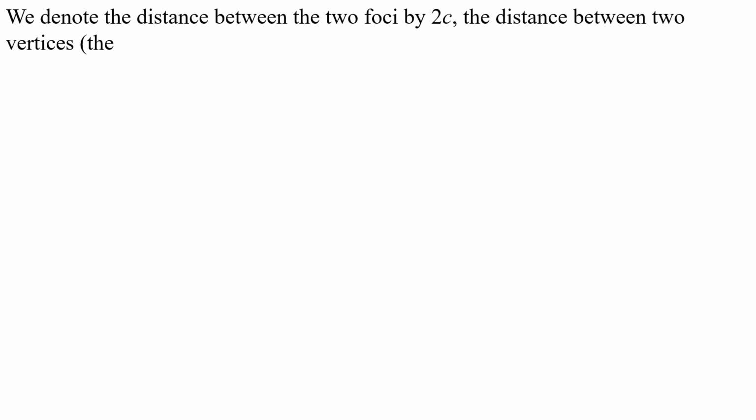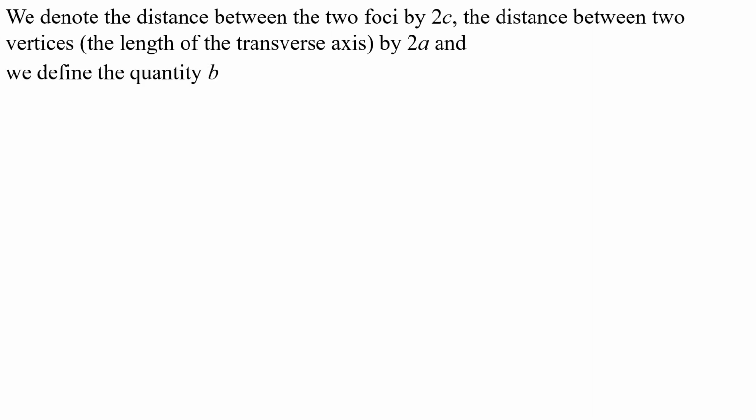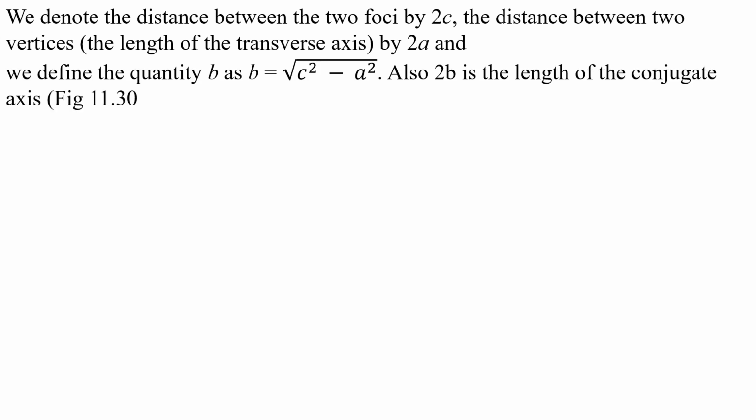We denote the distance between the two foci by 2c. The distance between the two vertices, means the length of the transverse axis, by 2a, and we define the quantity b as b is equal to root of c square minus a square. Also 2b is the length of the conjugate axis. See the figure 11.30, my dear children.